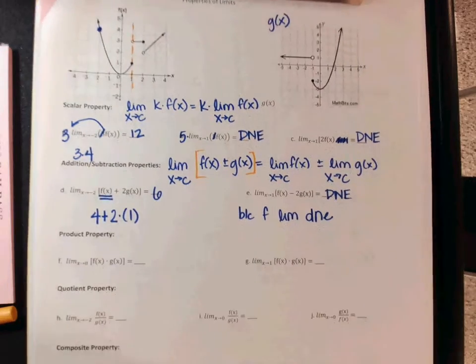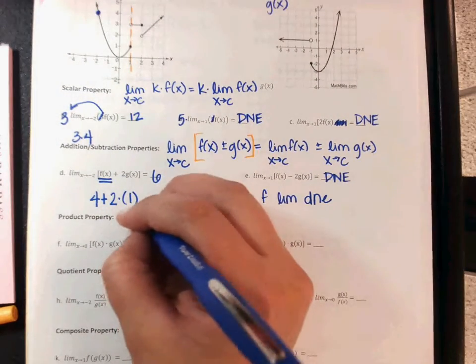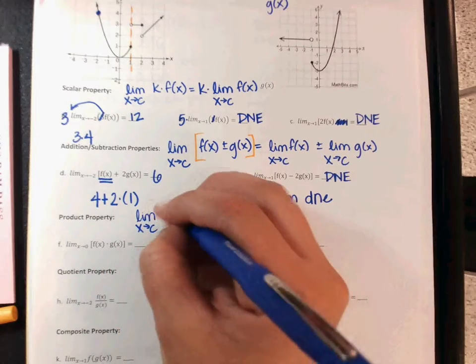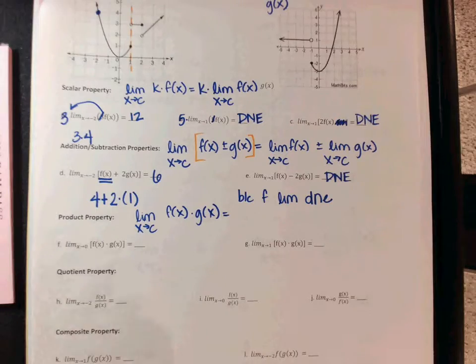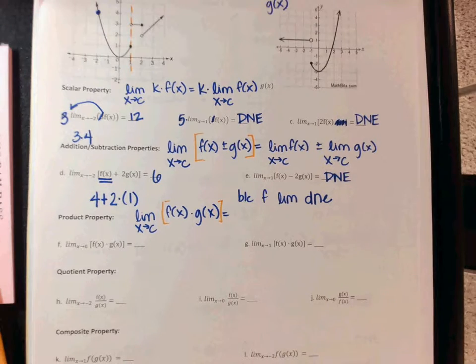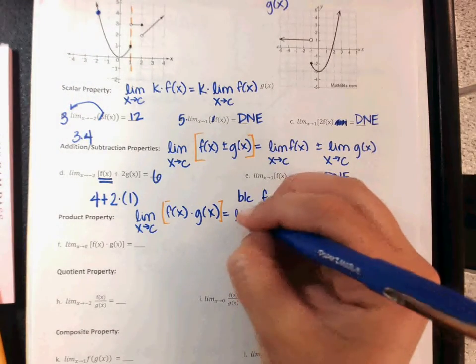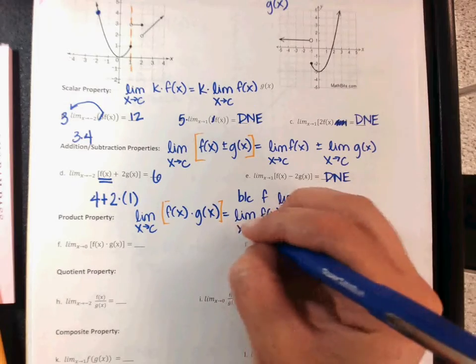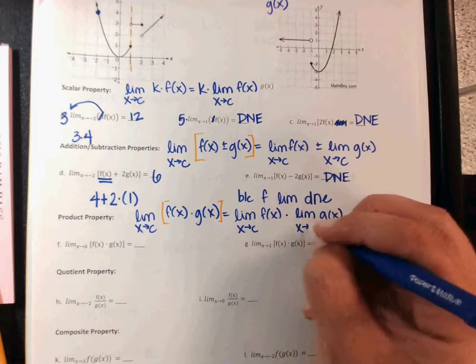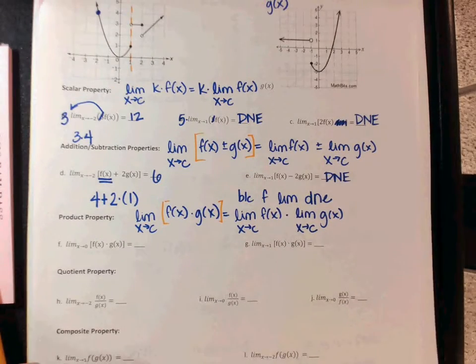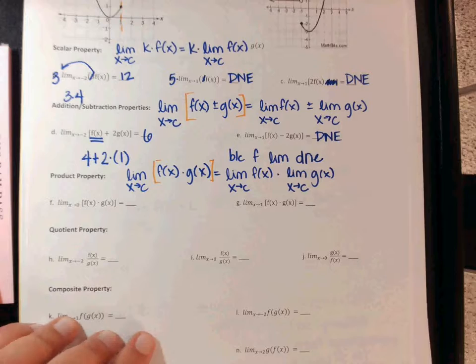Okay, go down to the next one. Product property, if you have the limit of f times g of x. Okay, based on the last property, take a guess. What can we probably do? Yeah, just find the two limits, give them each their own limit, and then multiply the answers together. So I'll have the limit of f multiplied by the limit of g.